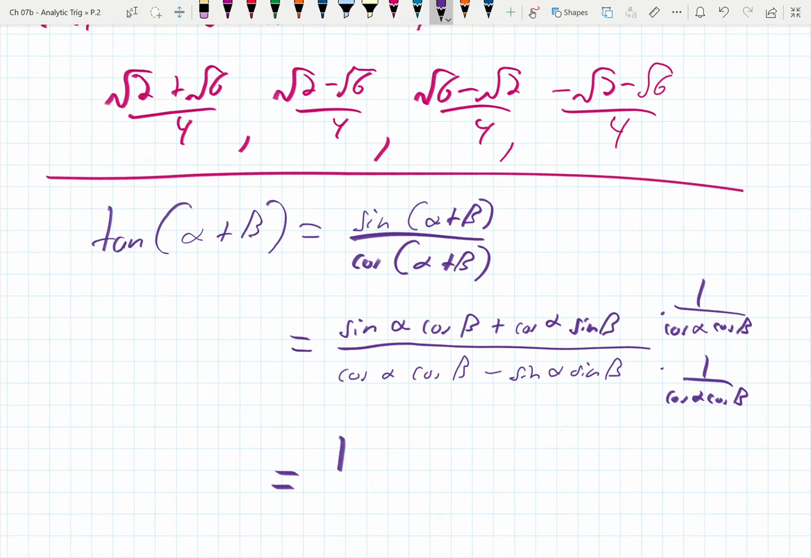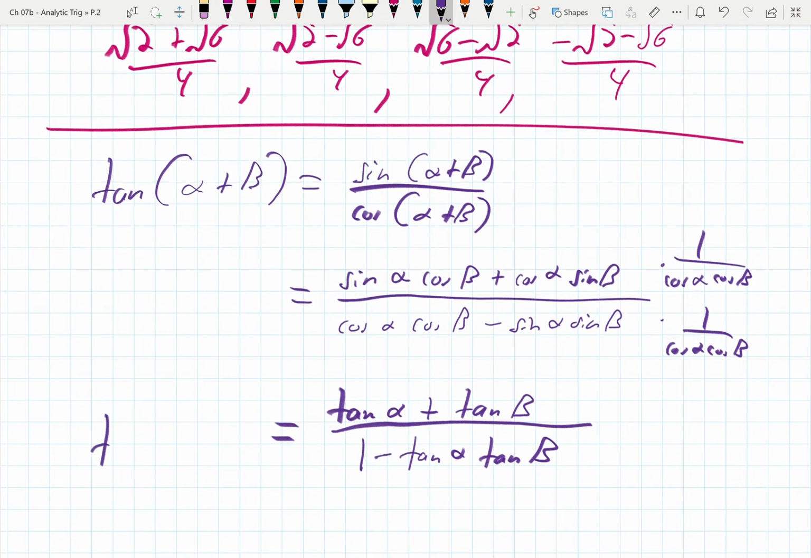The numerator becomes tangent of alpha plus tangent of beta. The denominator becomes 1 minus tangent alpha tangent beta. And that is a sum difference identity.